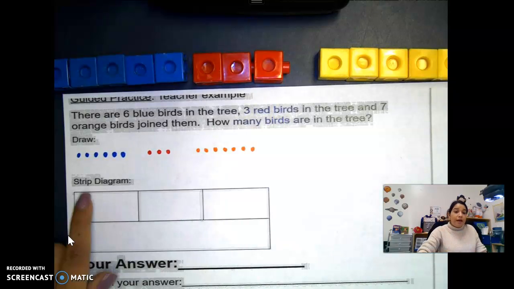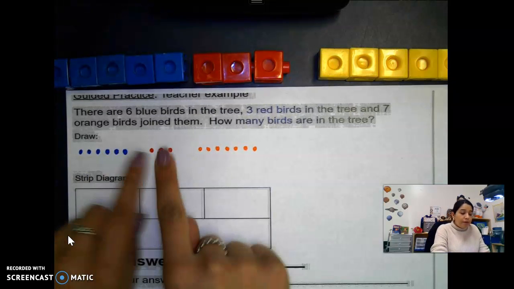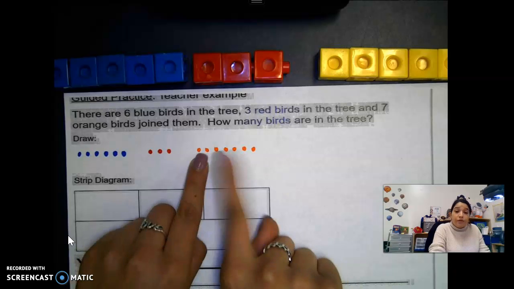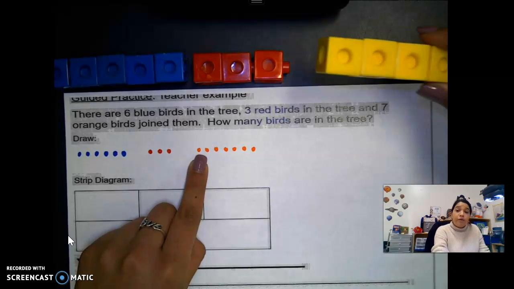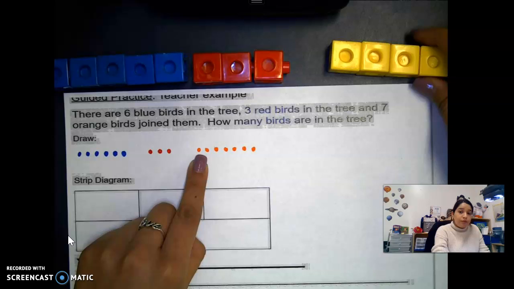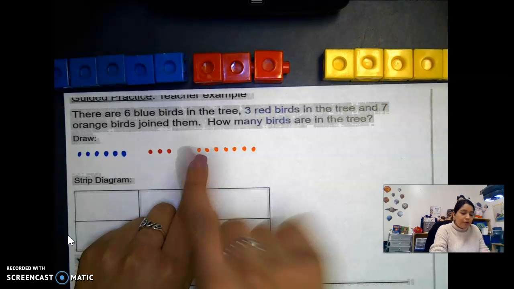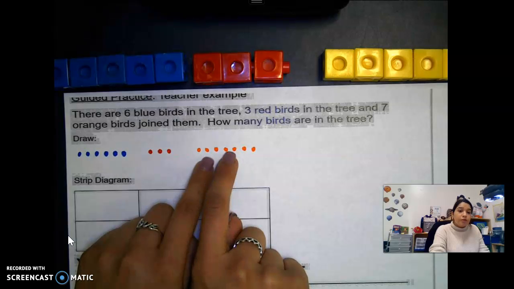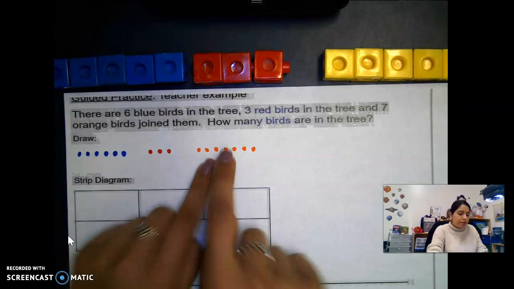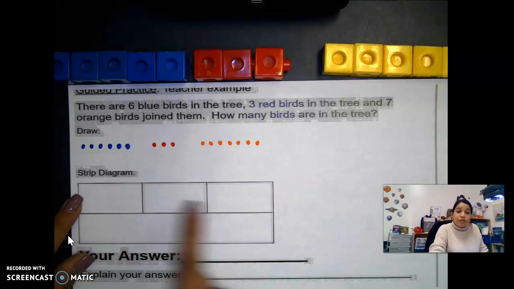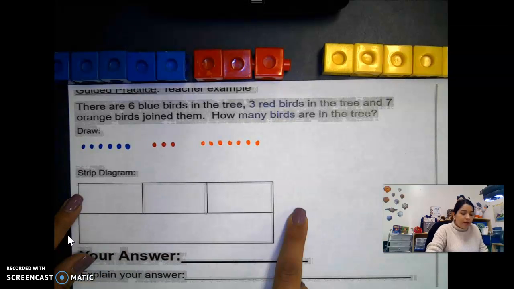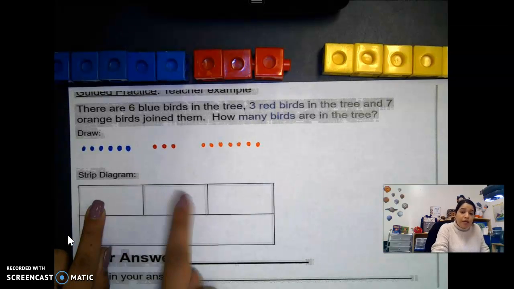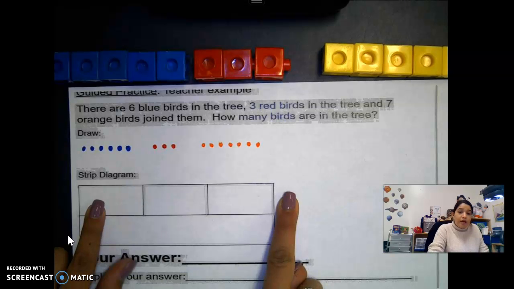So now I have my 6 bluebirds, my 3 red birds, and my 7 orange birds. I don't have orange linking cubes, so I'm just using what I have, which is yellow. But right here, I have my 7 orange dots, which represent my 7 orange birds. Let's go to our strip diagram. So we have 3 different parts.